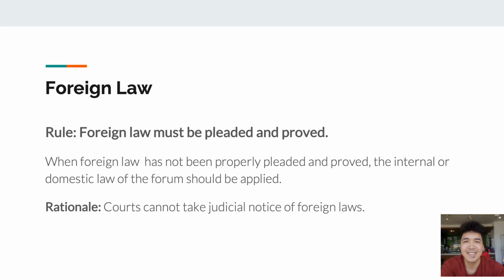Now, what if the parties want the court to recognize a foreign law in their specific case? Before the court recognizes a foreign law in a specific case, there is a rule. Foreign law must be pleaded and proved. When foreign law has not been properly pleaded and proved, the internal or domestic law of the forum should be applied. Why? Because the reason of such particular rule is that our courts cannot take judicial notice of foreign laws.